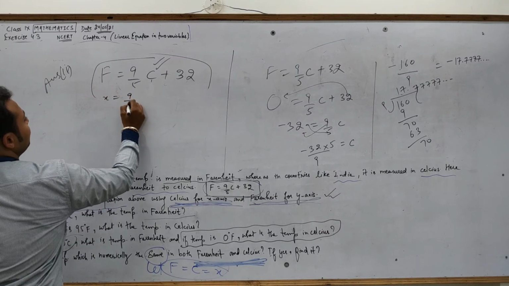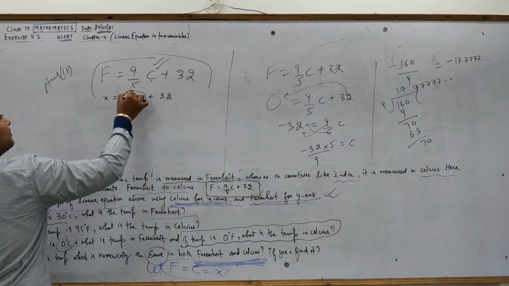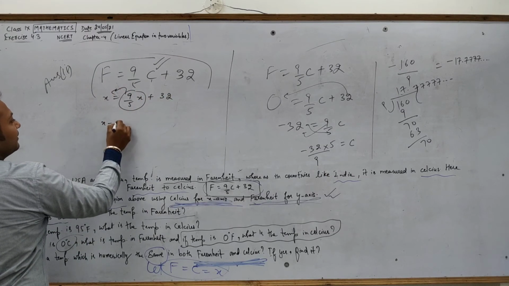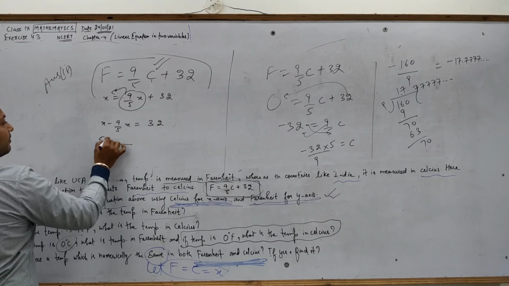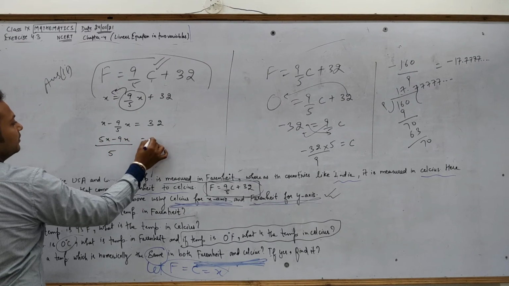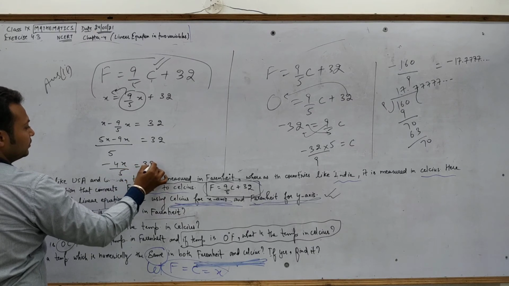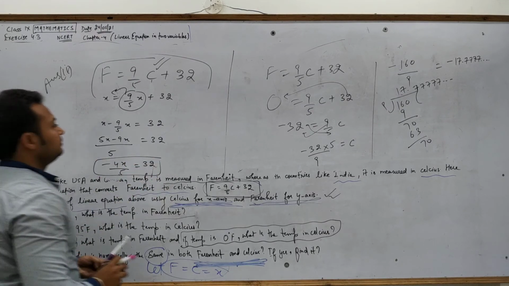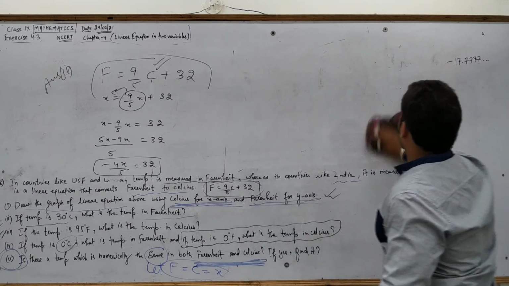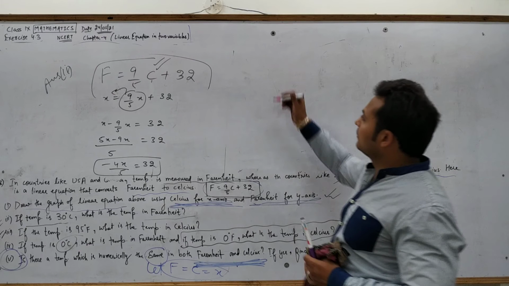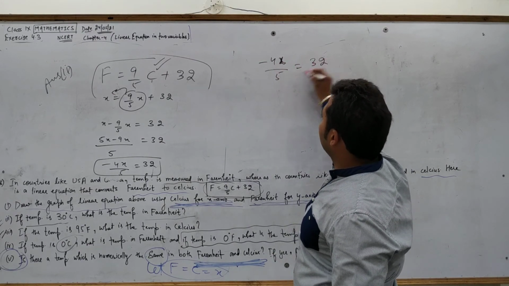So x equals 9 by 5 x plus 32. Take this 9 by 5 x to the left hand side. x minus 9 by 5 x equals 32. Take LCM. 5x minus 9x equals 32. Minus 4x upon 5 equals 32.